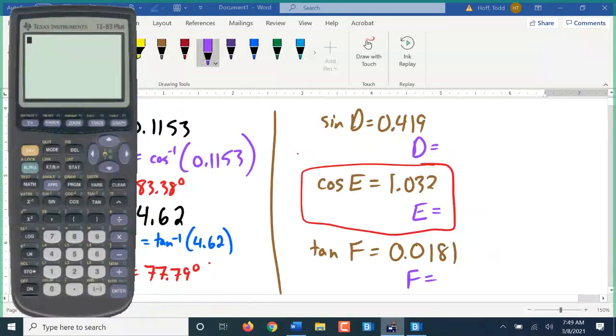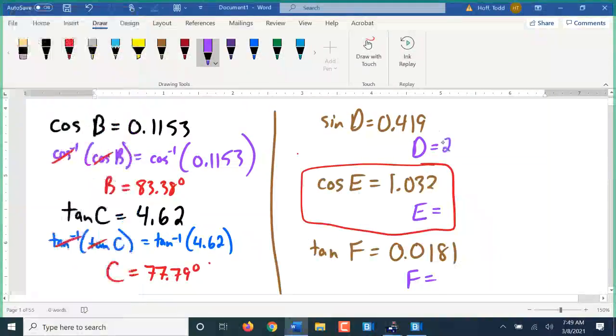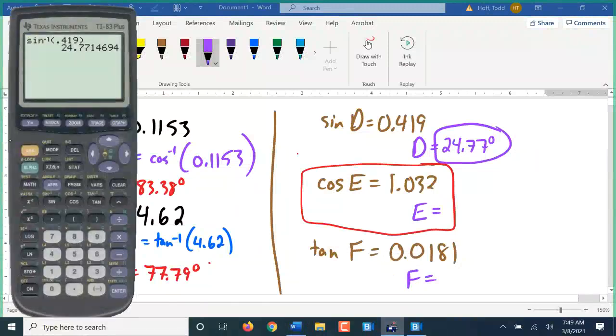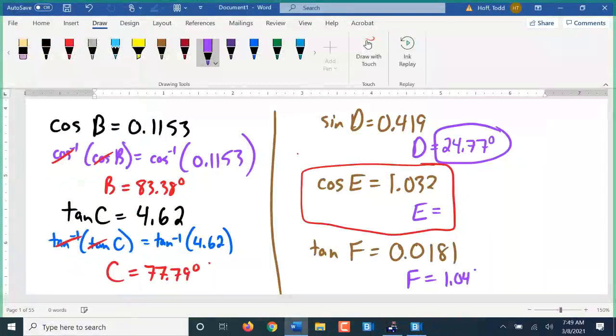So for sine of D equals 0.419, second sine, 0.419, and we get 24.77 degrees. Everybody concur on that one? And for the tangent of F equals 0.0181, we get inverse tangent, 0.0181, we get 1.04 degrees. Very small angle.